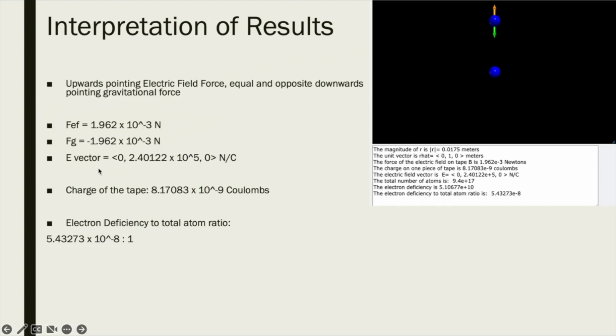We calculated the electric field vector, which was 2.40122 times 10 to the 5th, 0 newtons per coulomb. And then the charge of the tape turned out to be 8.17083 times 10 to the negative 9th coulombs. And then from there, we calculated the electron deficiency ratio, which was 5.43273 times 10 to the negative 8th to 1.